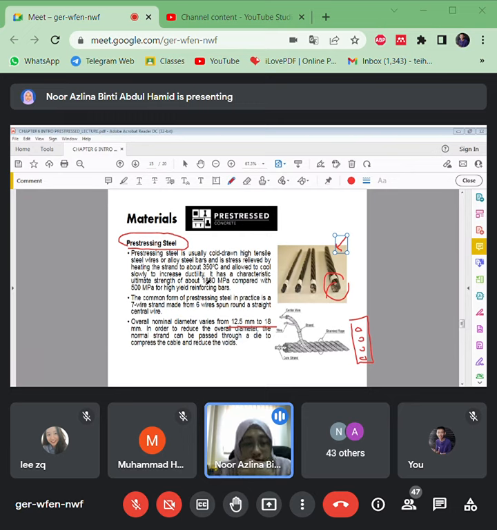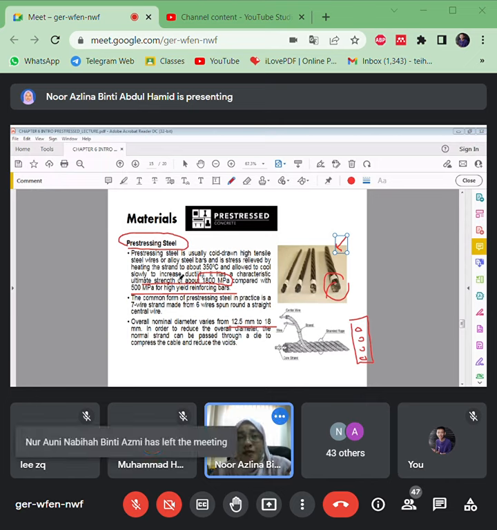Okay, one more thing here. The ultimate strength for the pre-stress steel is about 1,800 megapascal, compared to conventional steel reinforcement, just 500 megapascal. So you can see the differences between them. We need to use a high strength material, so that means it will also affect the cost of the materials to be used.